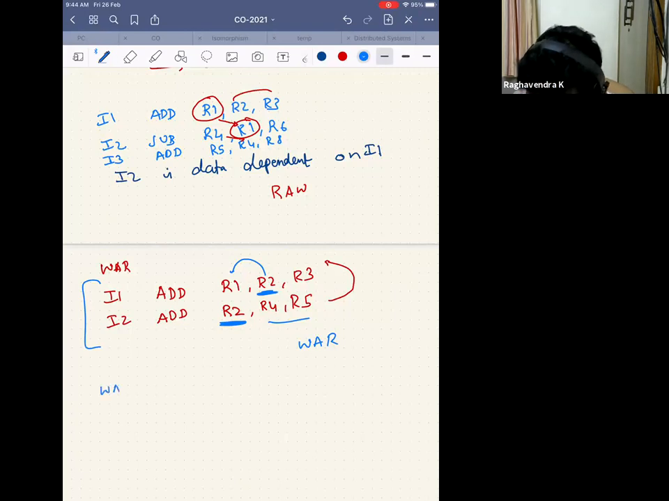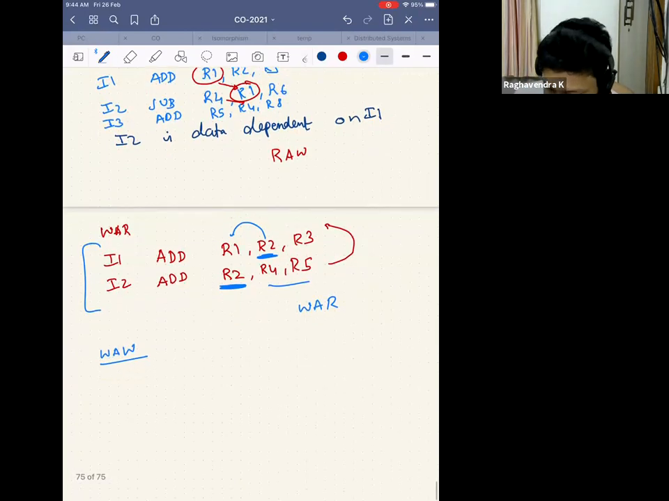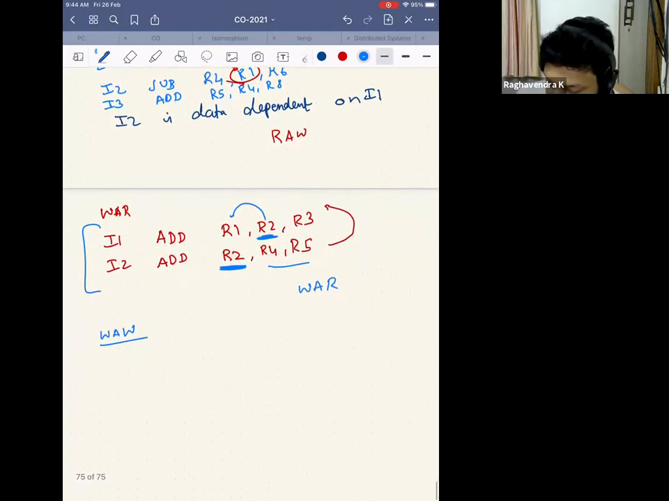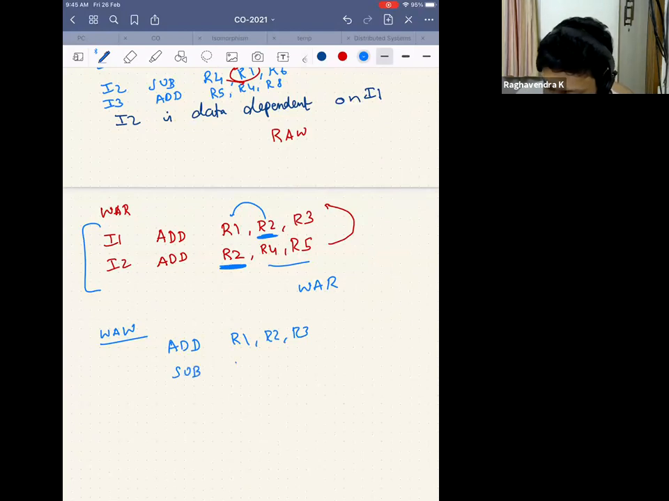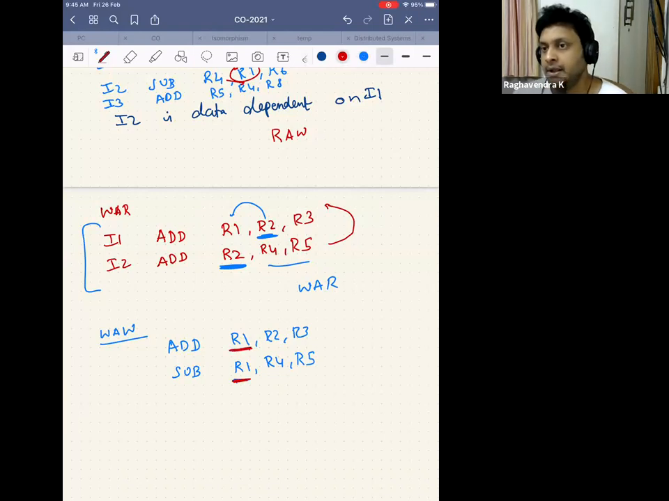Then we said there is a hazard called write after write hazard. I hope you have guessed it by now. It's just this. This is a write after write hazard. Why is it? Because I2 can write something to R1 only after I1 has written to R1. So this is a write after write hazard. Again, in the MIPS pipeline, this will not result in a stall. This is a hazard, but this will not result in a stall.